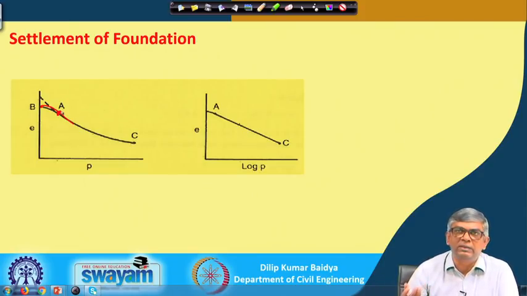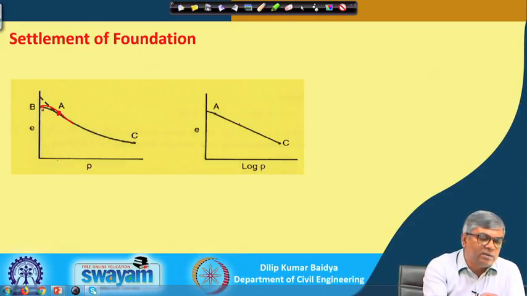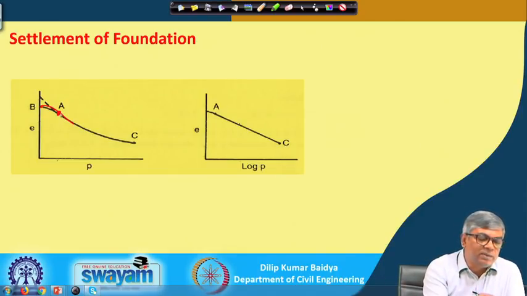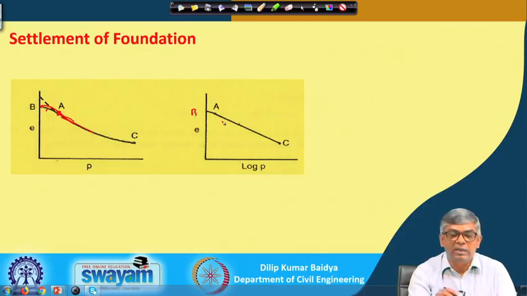And when you sample it and take it out, the pressure is released, the pressure is reduced. Because of that, this zone is a recompression zone. When you reach point A, that means the field pressure, a fresh new curve starts from here. This portion is the virgin curve and the portion B to A is the recompression curve. So if I plot e versus log p, the curve from A to C will be straight and A to B will be a little curved. So we can ignore that part.